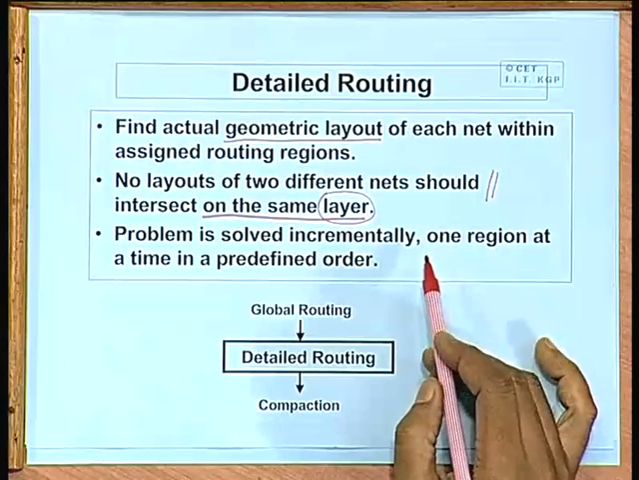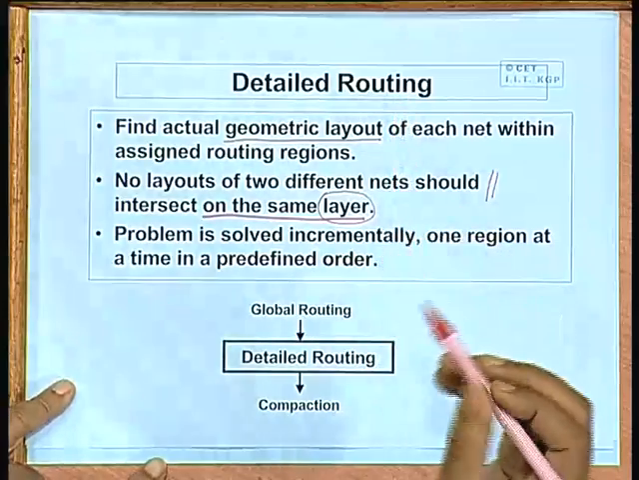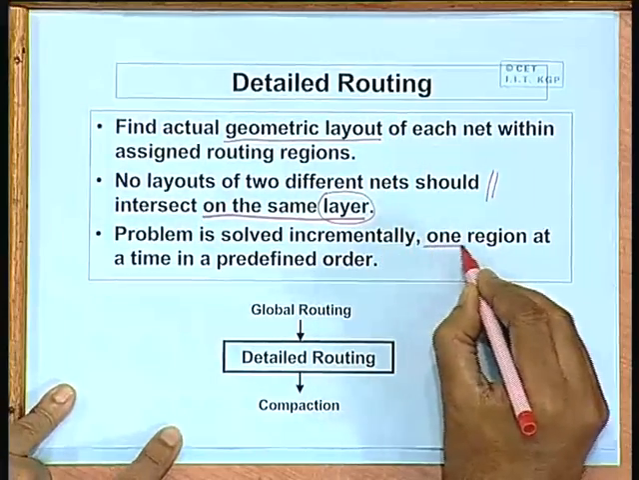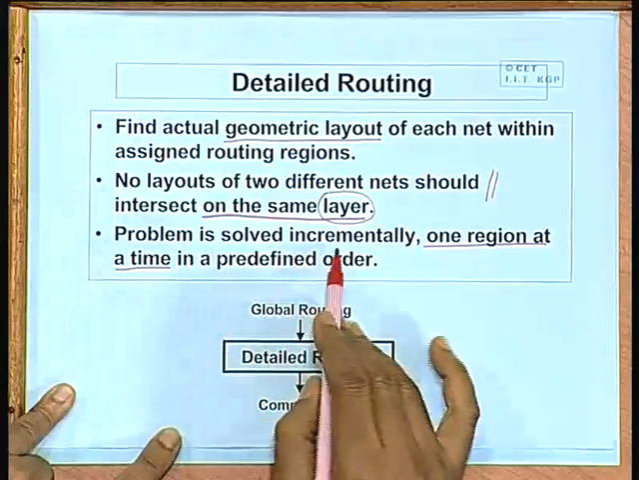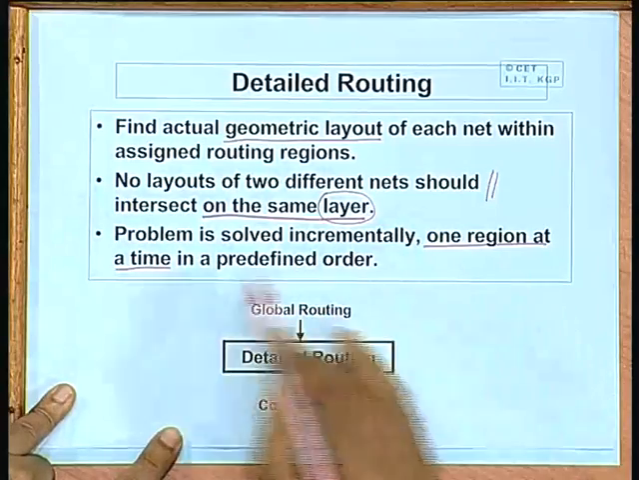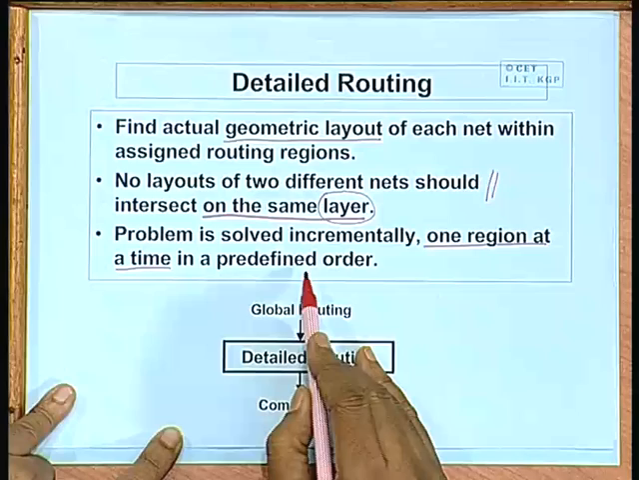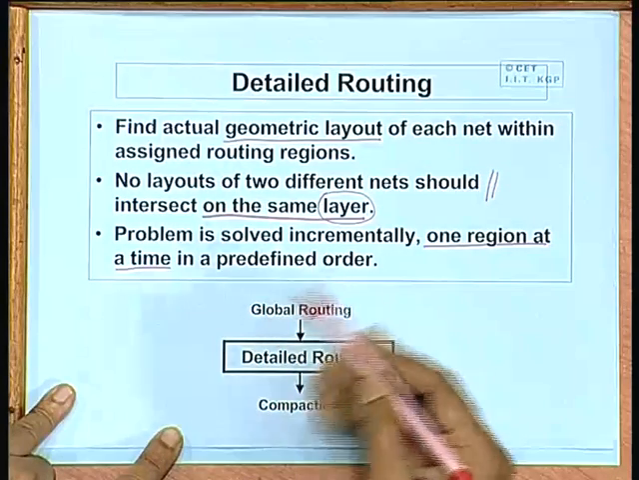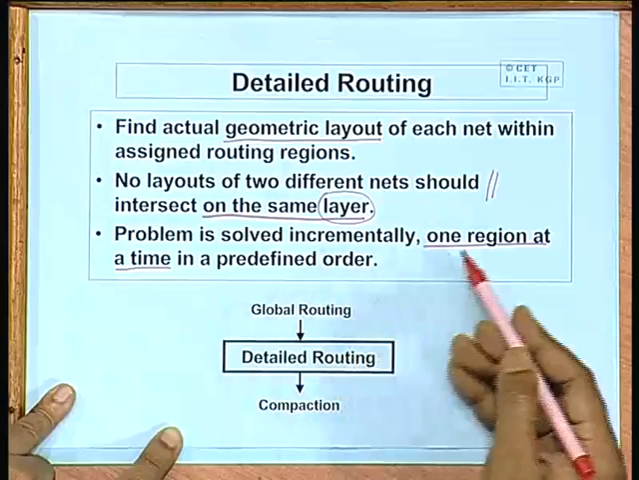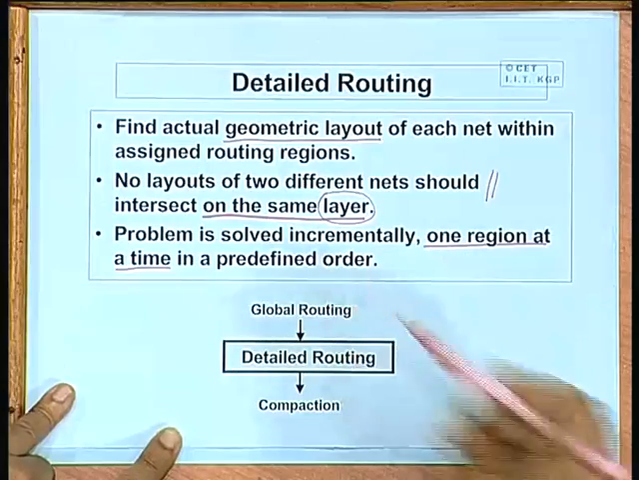And as we had said, for detailed routing, we consider one routing region at a time. So, the problem we are solving in an incremental fashion, and the ordering of the regions we had mentioned something about that. There is an ordering which is created and the regions are routed or handled in that particular order.